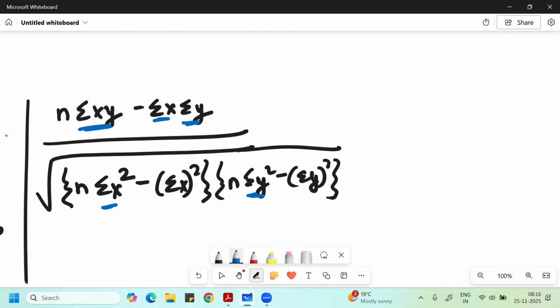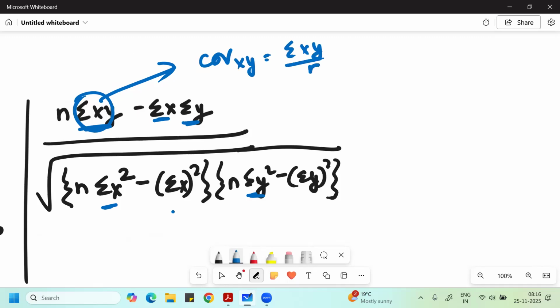So for finding this, you have to use the covariance formula, the covariance of xy formula, and here you will find this sum of xy and then correct it. For sum of x and sum of y, how will you correct? Use the mean formula. You know that mean of x is sum of x by n, mean of y is sum of y by n. So first find the incorrect sum of x and sum of y, and then correct it.